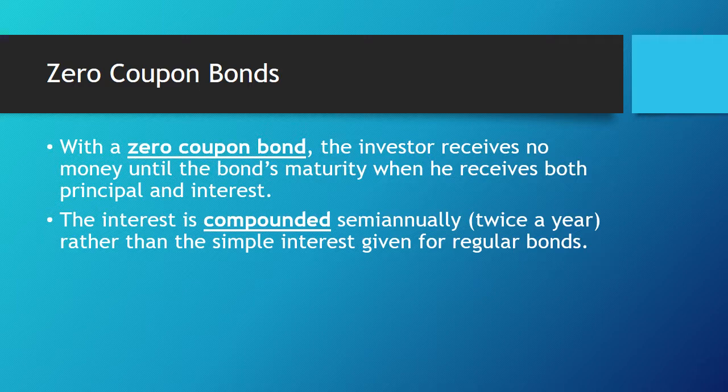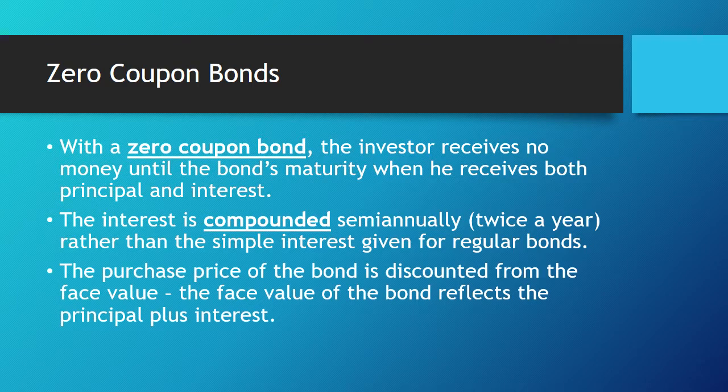Now, because you're getting it at the end instead of every 6 months, the interest is compounded semi-annually. That means twice a year. The purchase price of the bond is discounted from the face value. The face value of the bond reflects the principal plus interest. So whatever the face value of the bond is, you're going to be paying less than that for the bond itself.